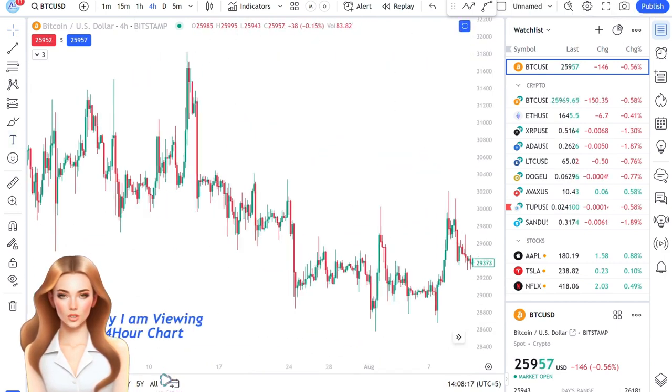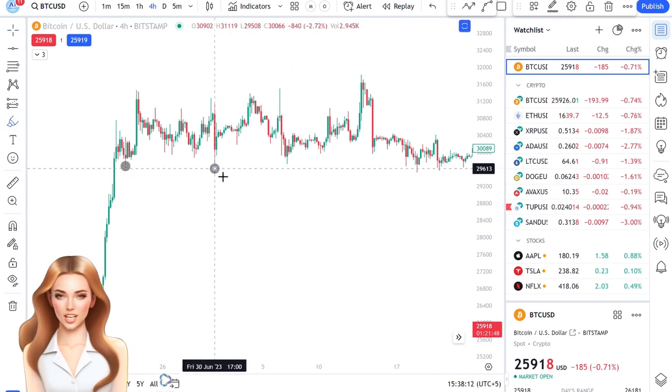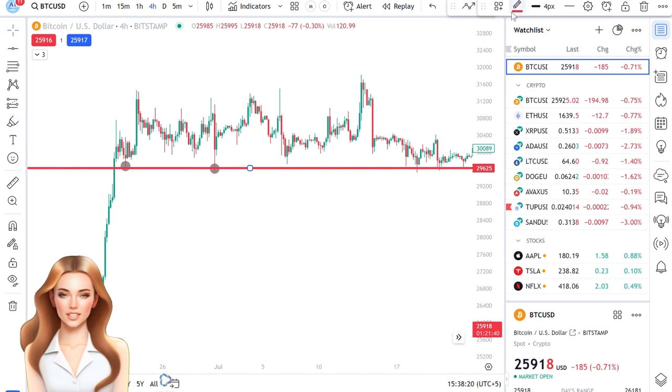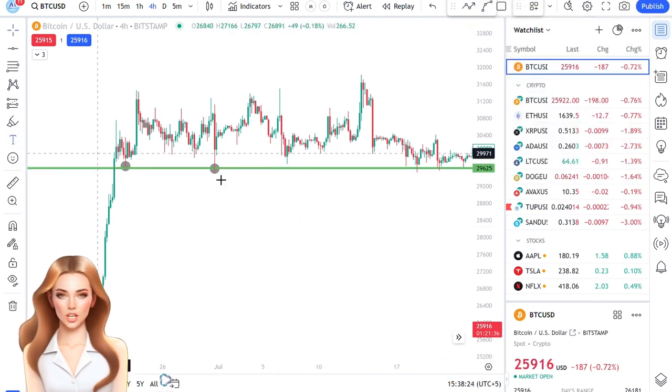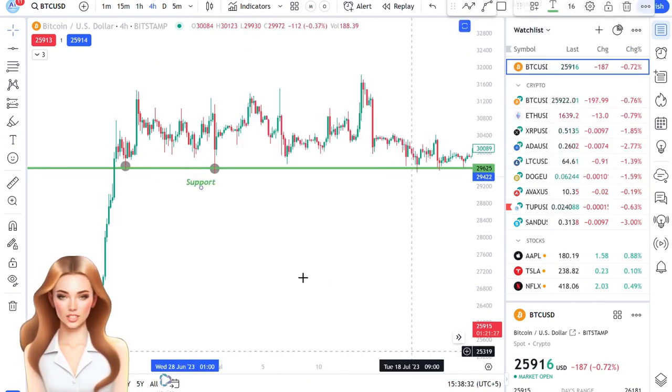Currently, I am viewing the Bitcoin 4-hour chart. Here you see that these two wicks are made on the same price level. And we see that price bounced back from this point. So we can consider this point as a support. You can confirm your support line by checking that at least 2 to 3 wicks or candles touch your support line.